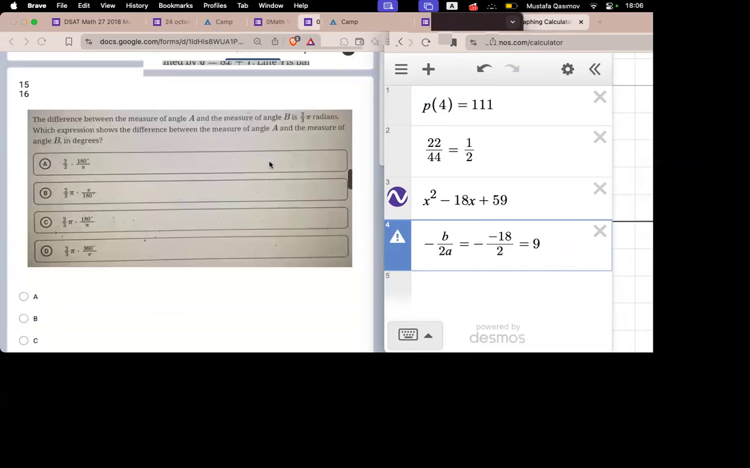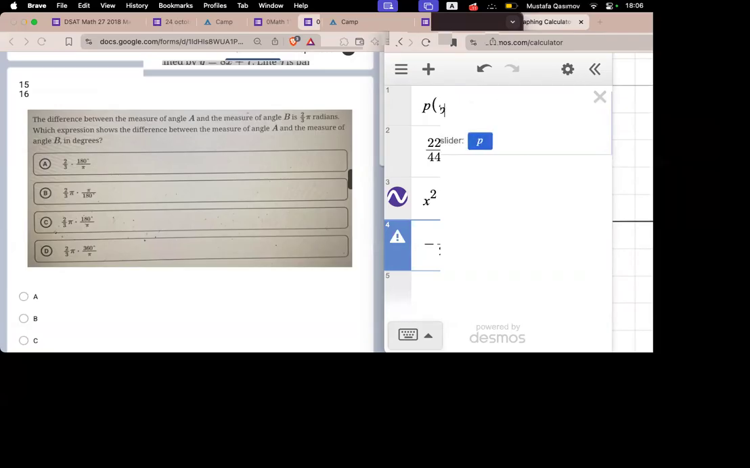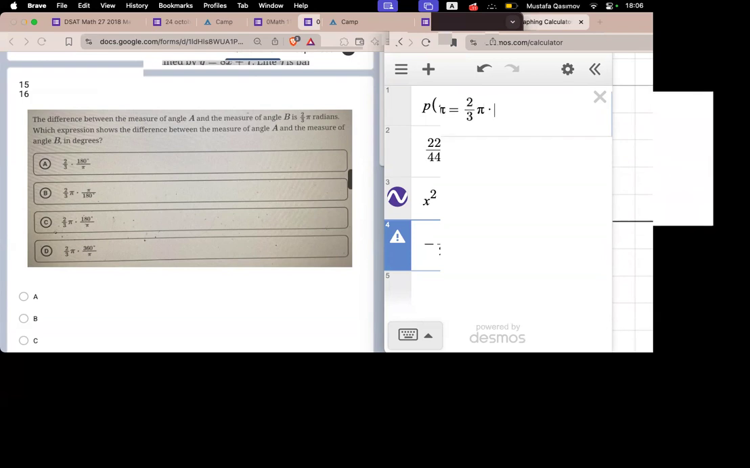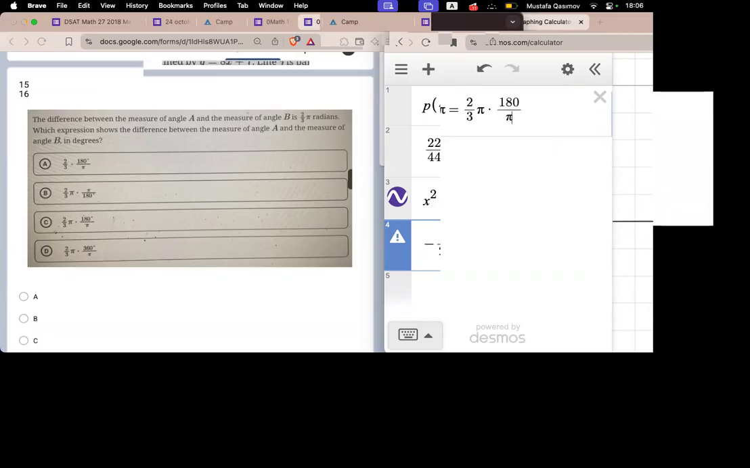16. The difference between the measure of angle A and angle B is 2/3 π radians. When we want to convert that angle to degrees, we have to multiply it by 180 over π. So the answer will be C.